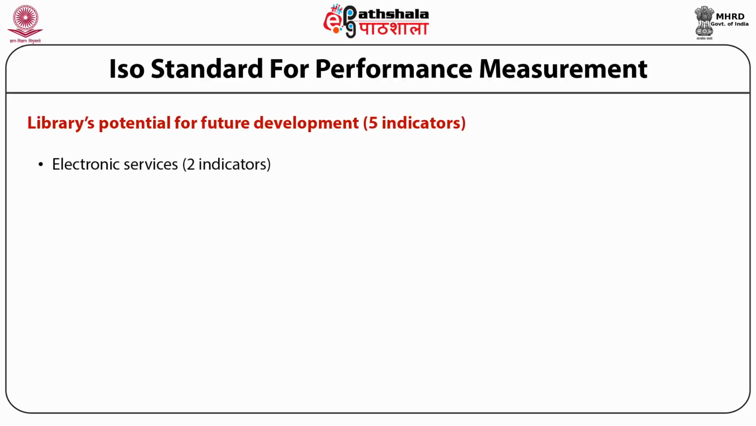2 indicators for electronic services, that is 1 indicator for percentage of acquisition expenditure spent on electronic services, and 1 indicator for percentage of library staff providing and developing electronic services, and 1 indicator for staff development, that is attendance at training sessions per staff member, and 2 indicators for budget, 1 for percentage of library means received from special grants or income generation, and 1 indicator for percentage of institutional means allocated to the library.